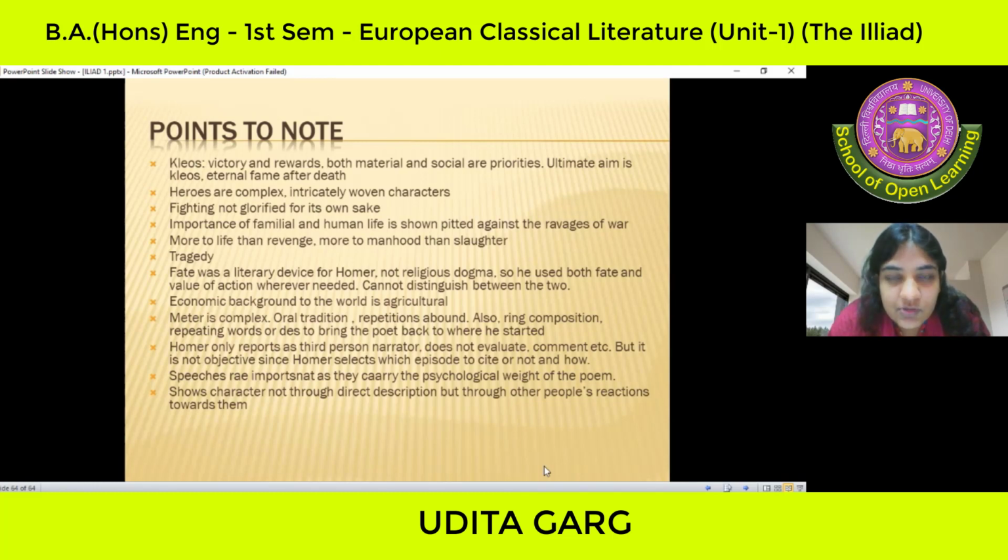Along with that material possession, along with the money and wealth, the social position, the social reward is also important, which comes from acquiring reputation and honor. And the ultimate aim, what all these soldiers are fighting for, what constitutes a hero as far as the Homeric age is concerned, is the idea of Kleos, gaining eternal, forever fame after death. So it is not only about acquiring honor and glory during the battle, but doing something so heroic that it brings eternal fame.